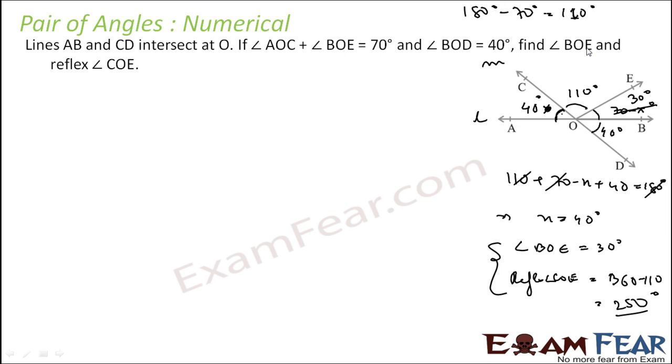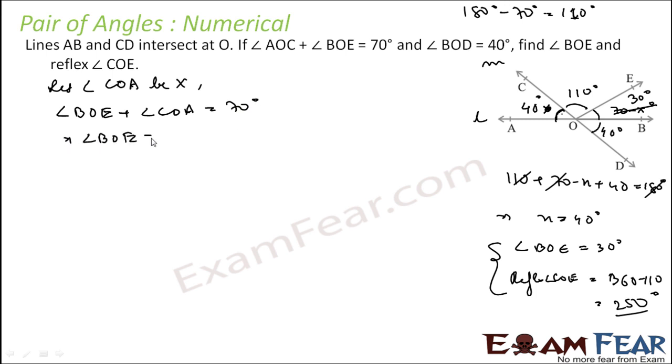I know the solution, I just solved it. Now I have to write this in plain English from the examination point of view, but first I solved it and got the answer. Let angle COA be x, or AOC, both are the same. Angle BOE plus angle COA is equal to 70 degrees, given. So angle BOE will be 70 degrees minus angle COA, that is 70 degrees minus x. This is equation 1, this is equation 2.